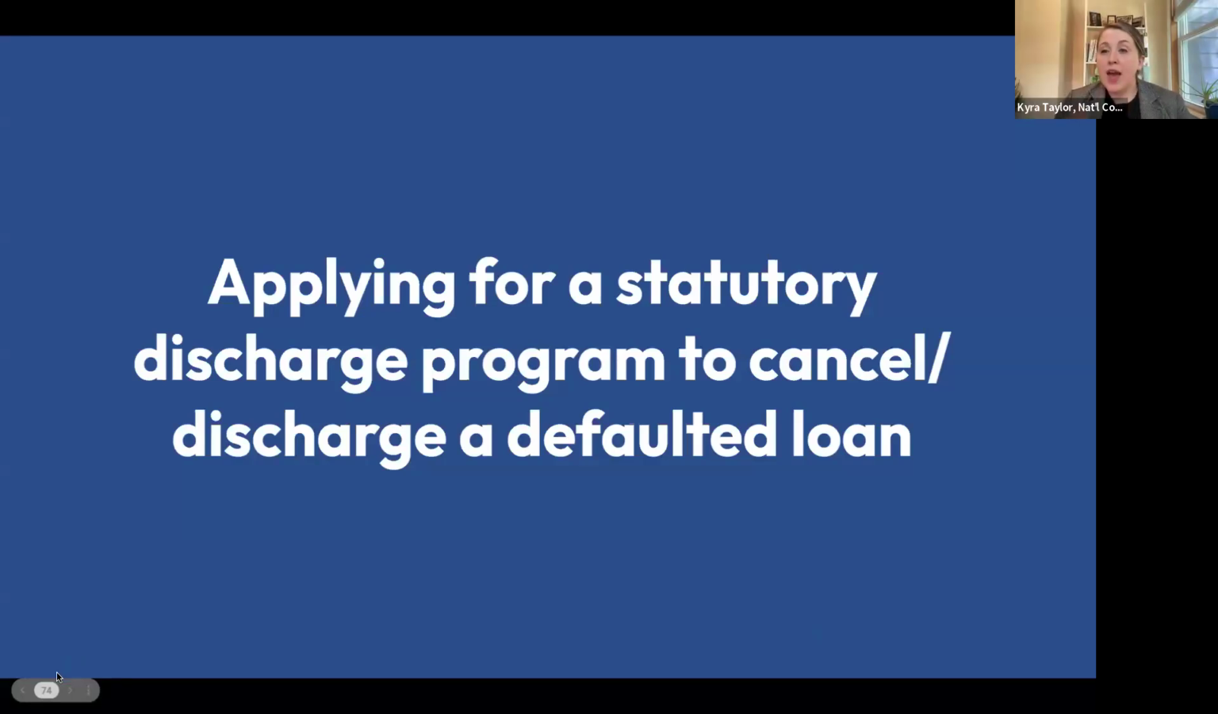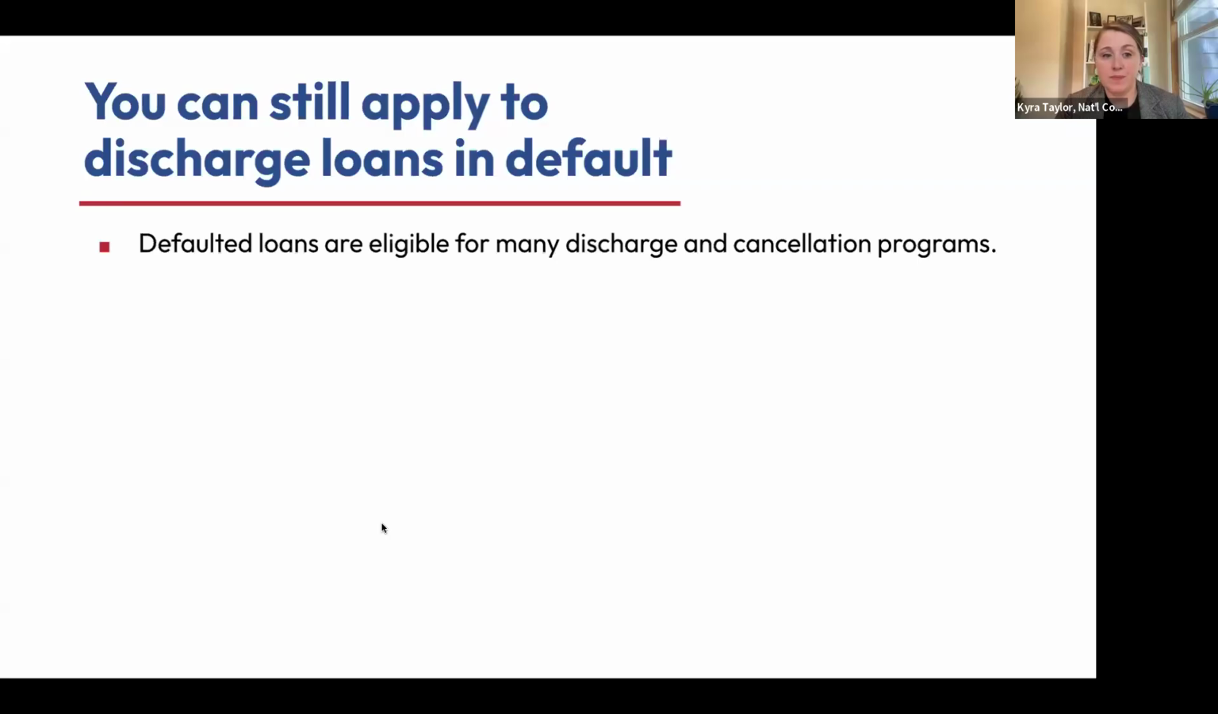All right. So that is a second option that most folks use out of default. And then the third option is using the statutory discharge programs to cancel or discharge a defaulted loan. So this is also an option that we commonly use to discharge some or all of a borrower's federal student loan debt. So defaulted loans are eligible for many discharge and cancellation programs, even if they're subject to collections already. Even if they're already in default, you can still apply to discharge those loans.